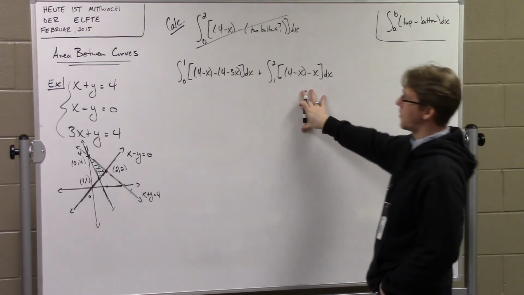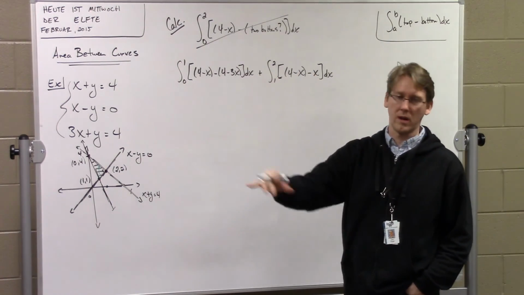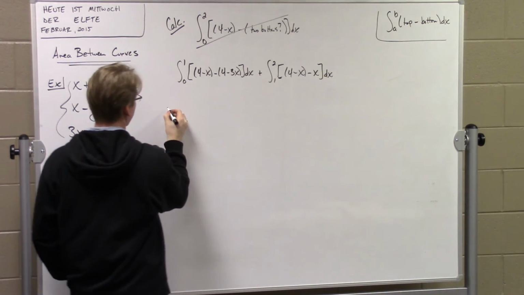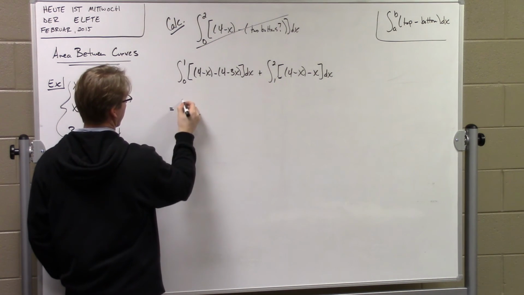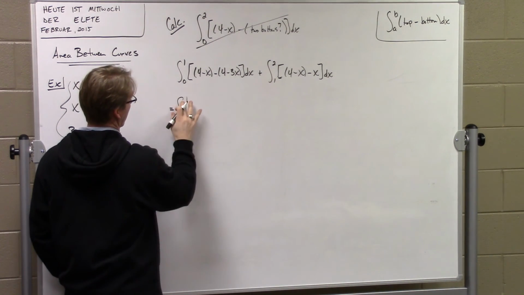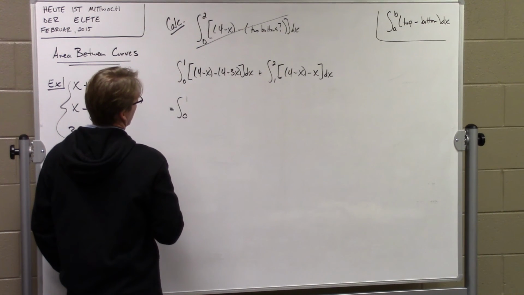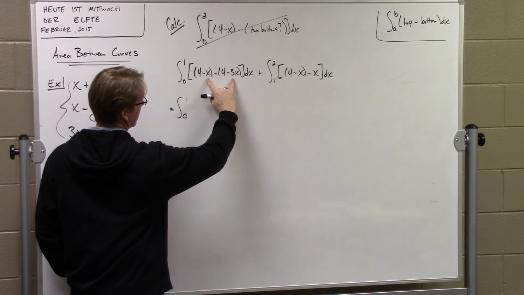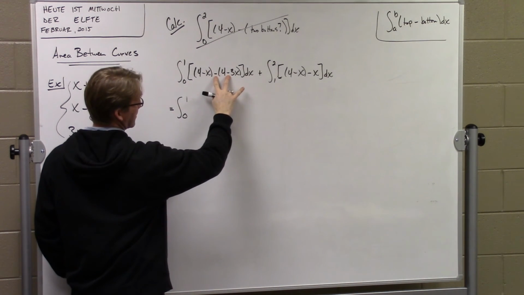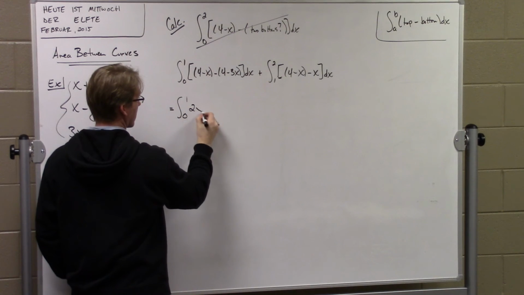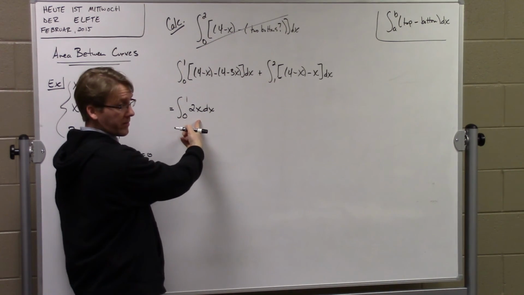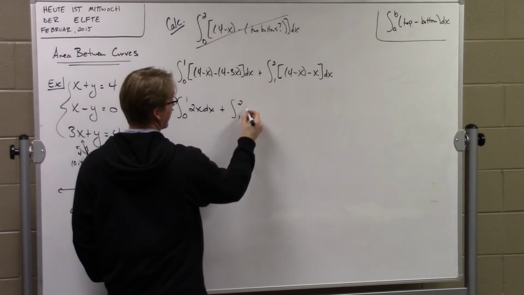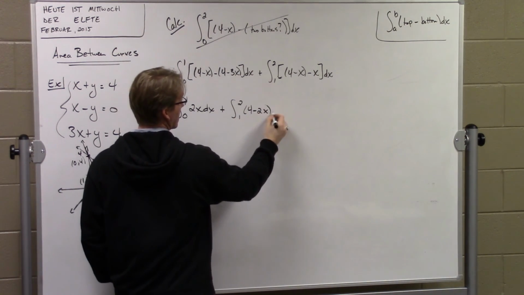Again, once I get to this part, the whole context to me is just, solve that problem. I'd clean it up a little bit first. 0 to 1 of, okay, let's see, the 4's cancel and we get 2x. That's a positive 3x and a negative x, which makes 2x. Great antiderivative, by the way. Pretty. Then we're going to go from 1 to 2 of 4 minus 2x.